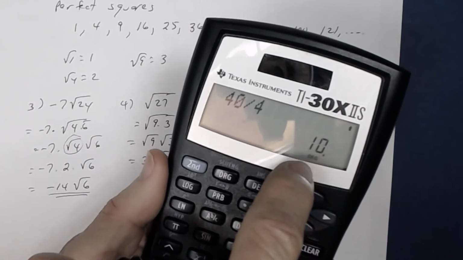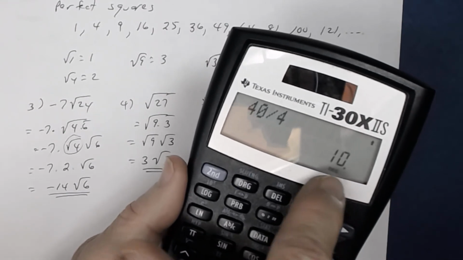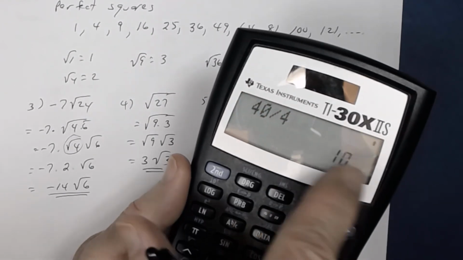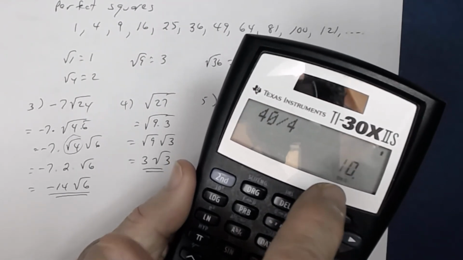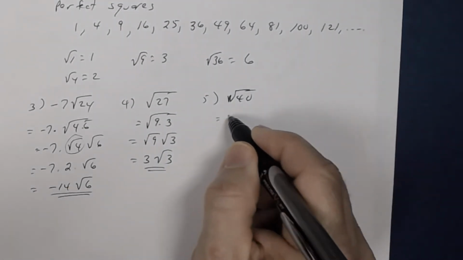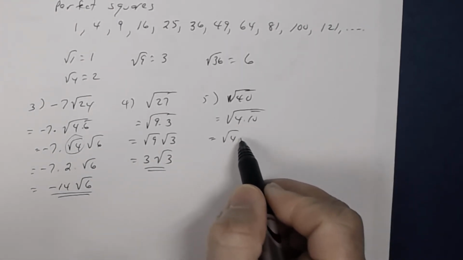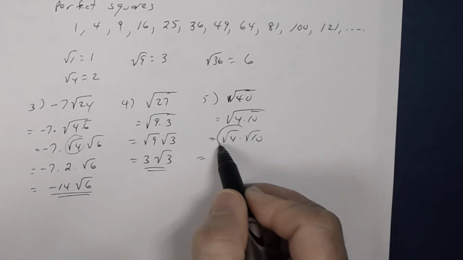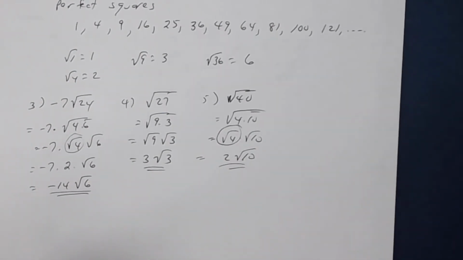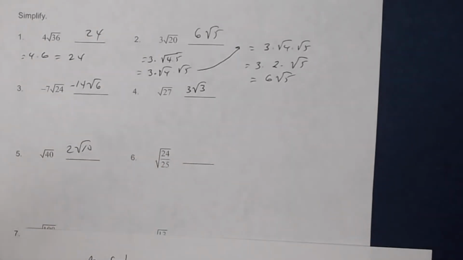No. Remember, you might say 4. No, because 4 times no whole number is 10. 4 times 2 is 8. 4 times 3 is 12, right? So there's no perfect square other than one that goes into 10. So 4 times 10 is 40. That'll be the square root of 4 times 10, which becomes the square root of 4 times the square root of 10. And the square root of 4 is 2, so you get 2 square root of 10. So the answer to number 5 is 2 square root of 10.